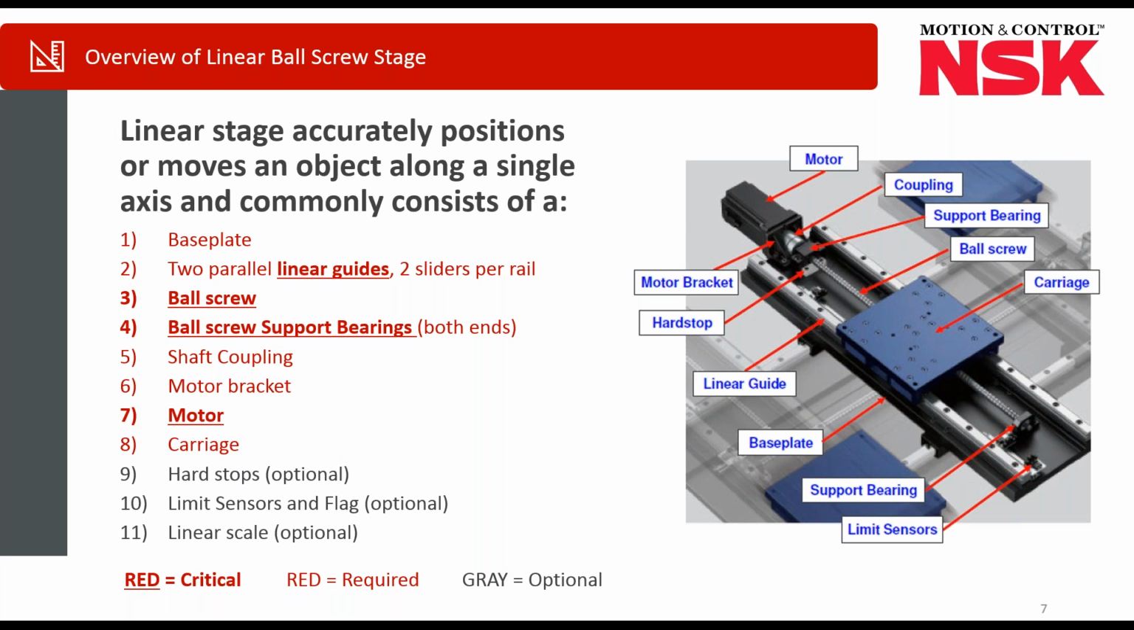So the items in red toward your left, those are the items that specifically are required for a stage. Of course, we need a base plate, linear guide, ball screws, motors. And then the items in black, those are the optional items. Hard stops, a limit sensor and length flag, and possibly a linear scale depending on the accuracy of your stage. So this is the basis for what we're going to talk about today.